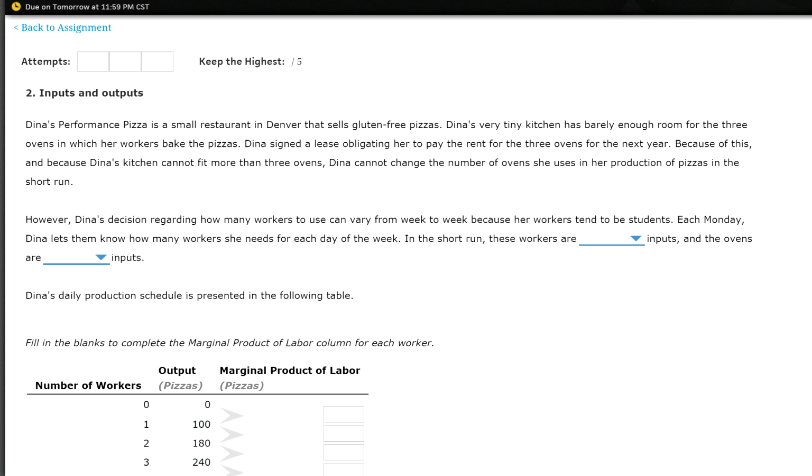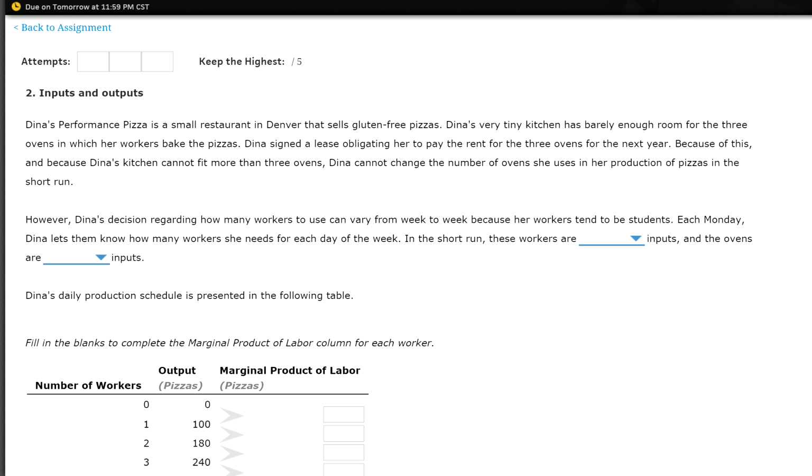So the question says, Dina's Performance Pizza is a small restaurant in Denver that sells gluten-free pizzas. Dina's very tiny kitchen has barely enough room for the 3 ovens in which her workers bake the pizzas. Dina signed a lease obligating her to pay the rent for the 3 ovens for the next year. Because of this, and because Dina's kitchen cannot fit more than 3 ovens, Dina cannot change the number of ovens she uses in her production of pizzas in the short run.